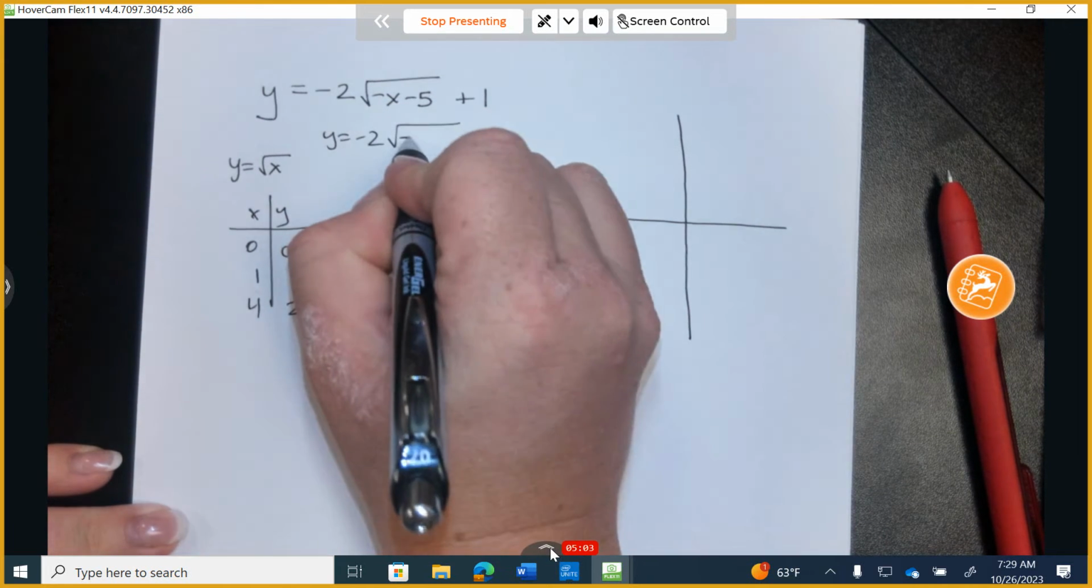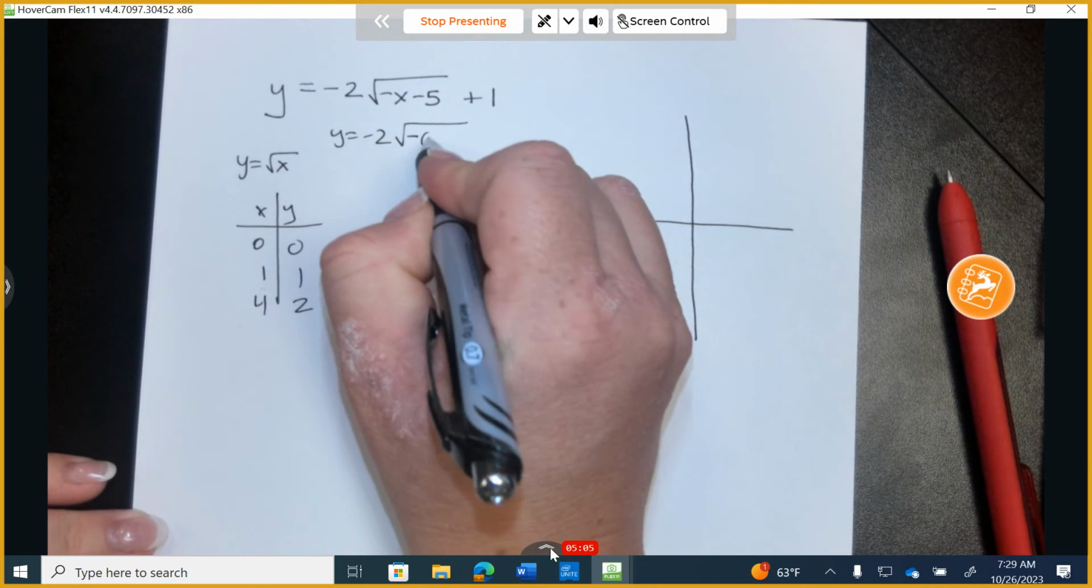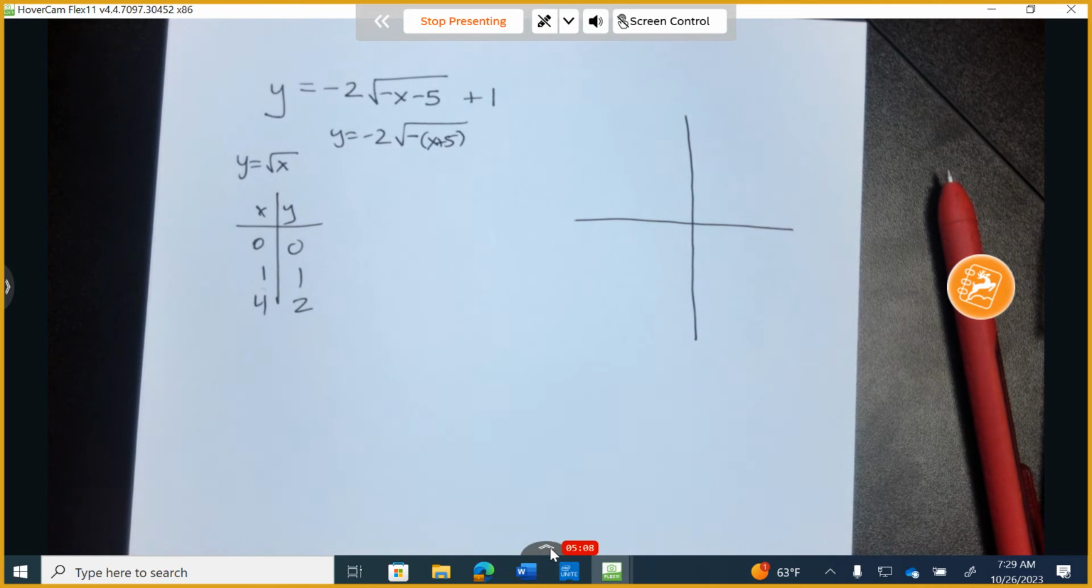Okay, the next thing I'm going to do is rewrite this. Because I see a negative inside, I'm going to pull out that negative. I'm going to have x plus 5. Let's make sure that looks right. If I distribute that negative sign to the x and to the 5, I would still end up with negative x minus 5.